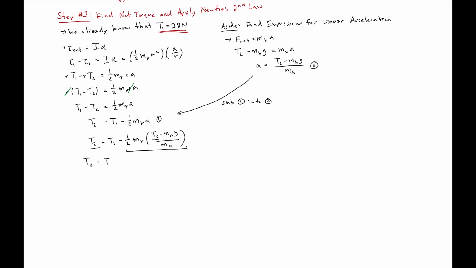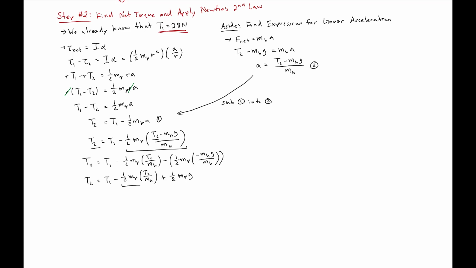We have T2 equals T1 minus 1/2 m_p T2 over m_h minus 1/2 m_p times negative m_h g over m_h. T2 is equal to T1 minus 1/2 m_p T2 over m_h plus 1/2 m_p g.